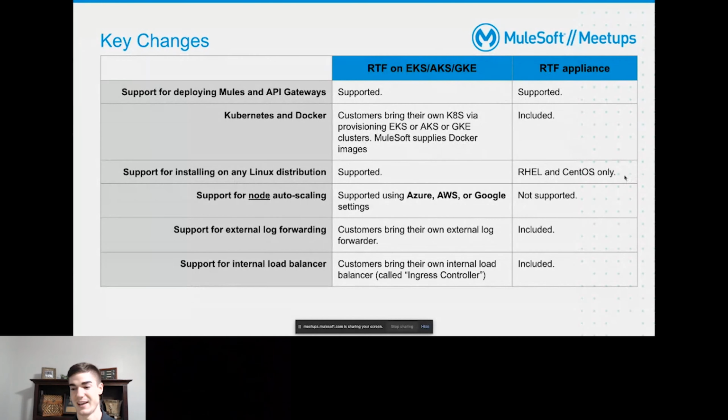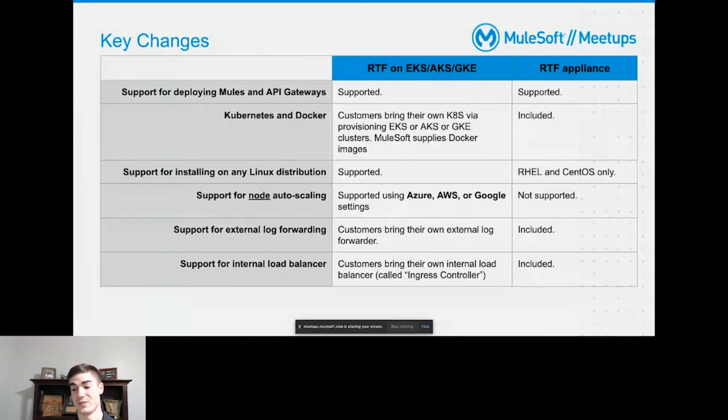For the appliance version, only Red Hat Linux and CentOS are supported. And technically, the RTF appliance does not support node autoscaling, but it does have this thing called bursting, where let's say a single worker node has 1 CPU. Well, when you deploy an application there, you can reserve 0.1 CPU for that application, but you can also set an upper limit. And let's say we set that upper limit at 1 CPU. So there's going to be 0.1 allocated, but the replica can actually scale up to the upper bound that you set.